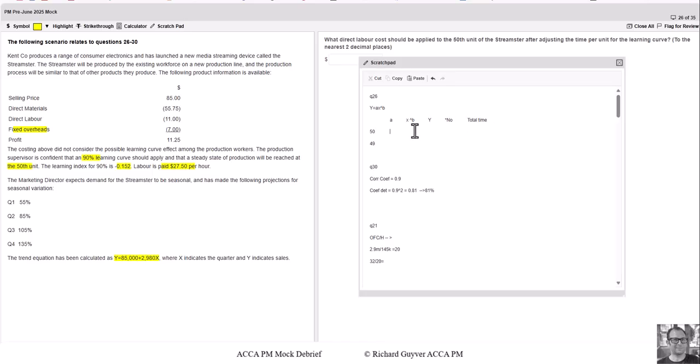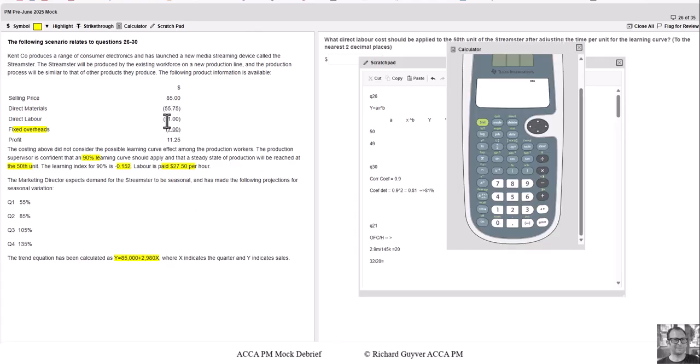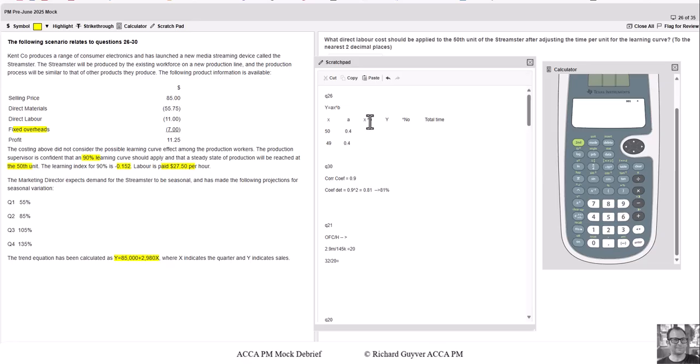Time for the first unit. We need a side calculation for this. For the first unit, the direct labour was 11 at 27.50 an hour. That means 0.4 hours was used. Next I need x to the b. Well, we're told b is minus 0.152. For my top row, x is 50.